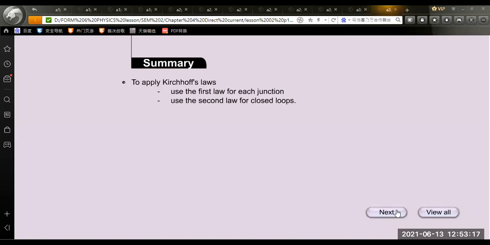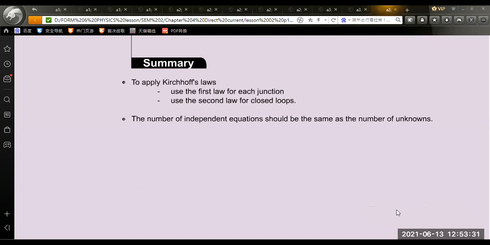Summary. To apply Kirchhoff's laws, we must use the first law for each junction and use the second law for closed loops. The number of independent equations should be the same as the number of unknowns.